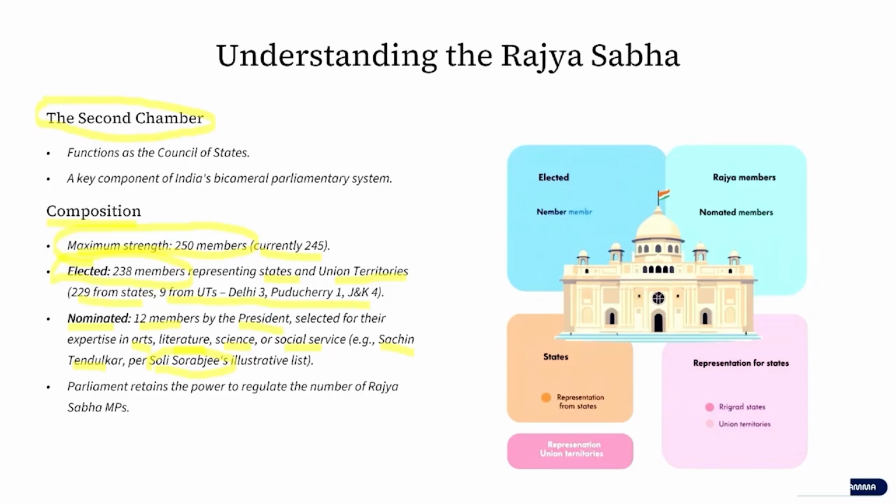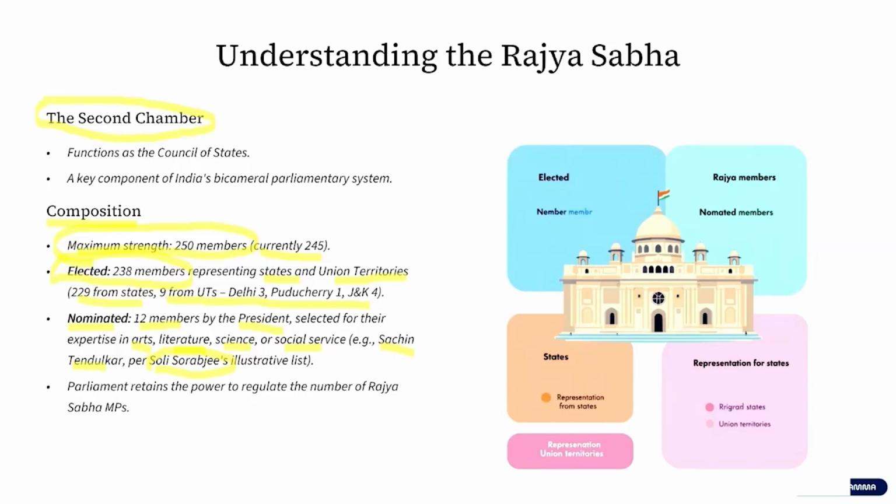Now, with respect to the members of Rajya Sabha, does the constitution say how many members have to be there in Rajya Sabha? Or who has the power to add or decrease the number of members of Rajya Sabha?